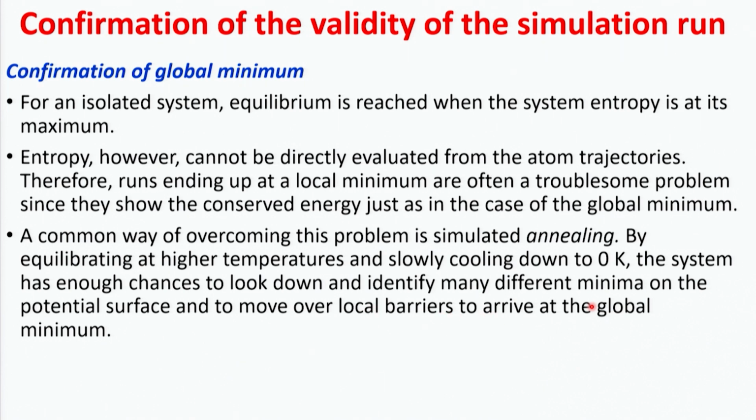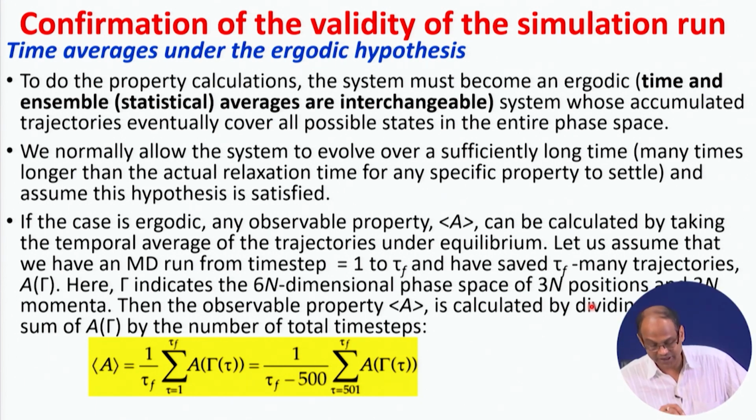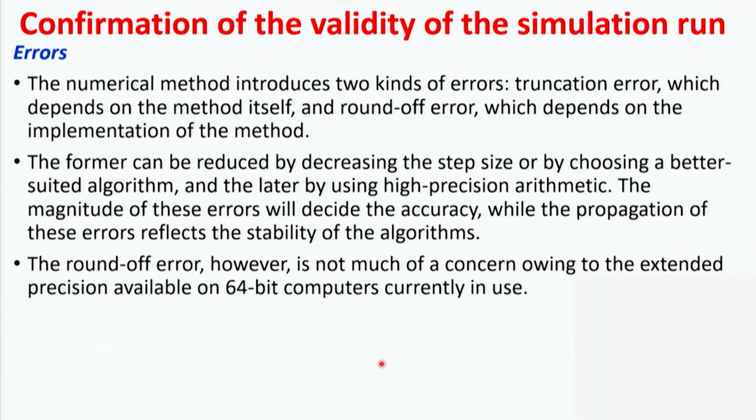Okay. Another validation is the time average under the ergodic hypothesis. What it essentially says is that time and ensemble or statistical averages are interchangeable. So in that case only can we use the statistical method to get the average property. Okay. So that is essentially the ergodic hypothesis. You need to conform to it. Okay. And the last one is that you also need to see the errors, whether the errors are building up or diverging and all.